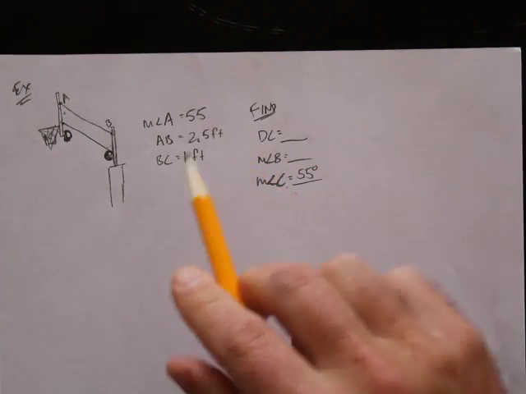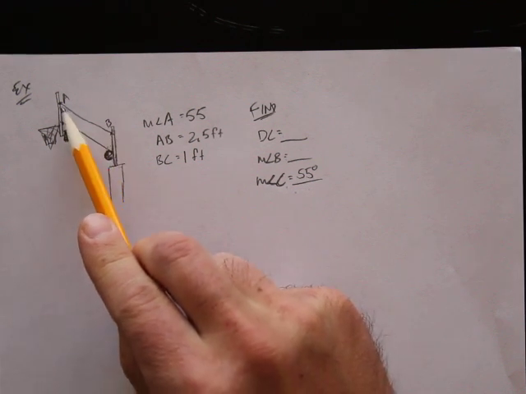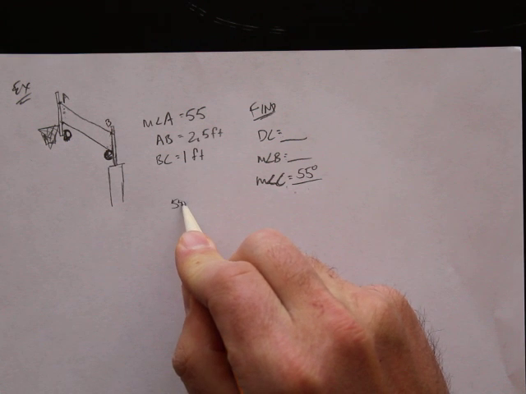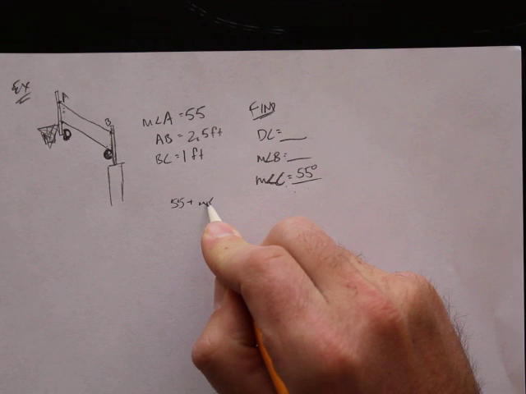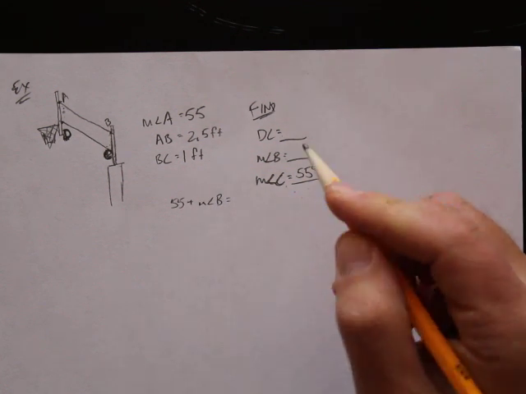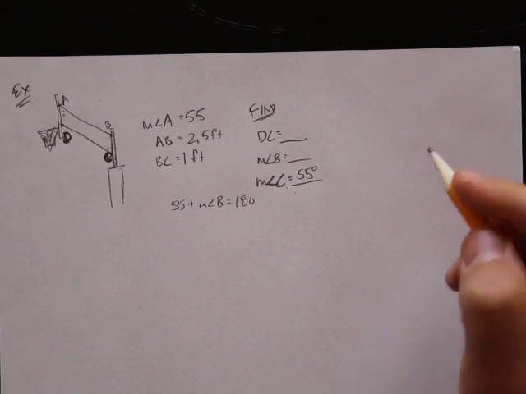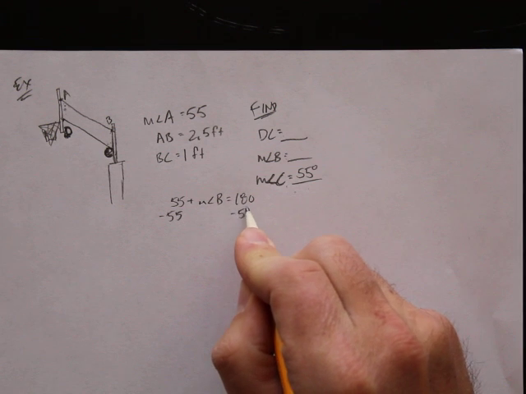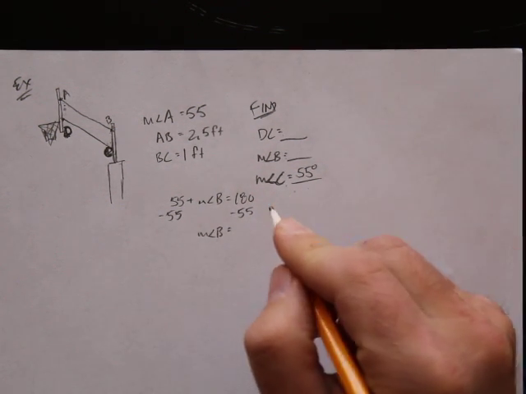Now, I need to find measure of angle B, which is this one. Remember, if I add A and B together, I get 180. So if I say 55 plus measure of angle B, then I should get 180 degrees because they are supplementary. So I can just subtract 55 from each side, and I get measure of angle B equals 125.